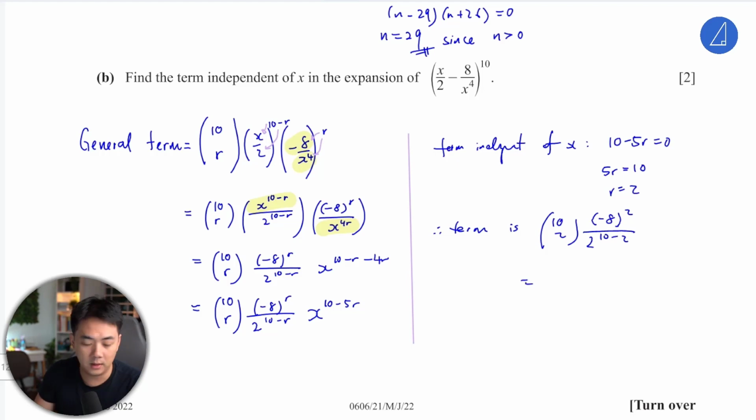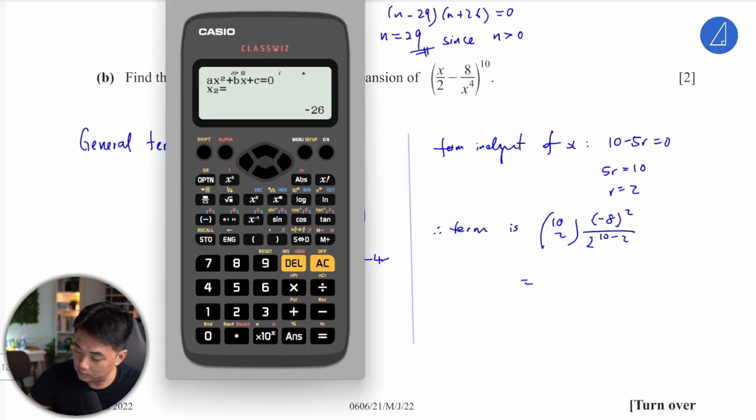Okay, key in calculator. We'll get 10 choose 2, multiplied by negative 8 to the power 2, then half to the power 10 minus 2, which is 8. 45 over 4.